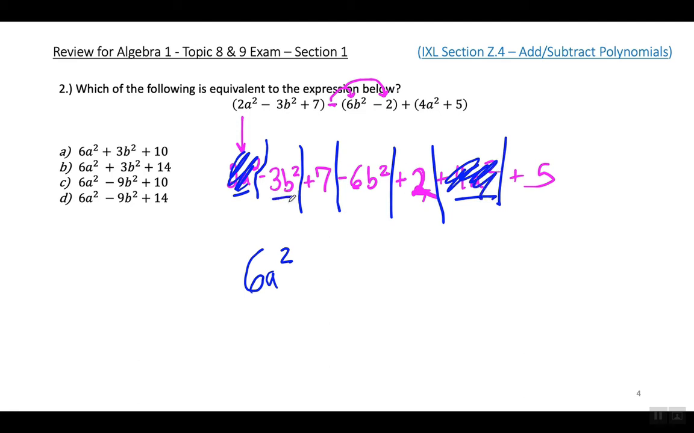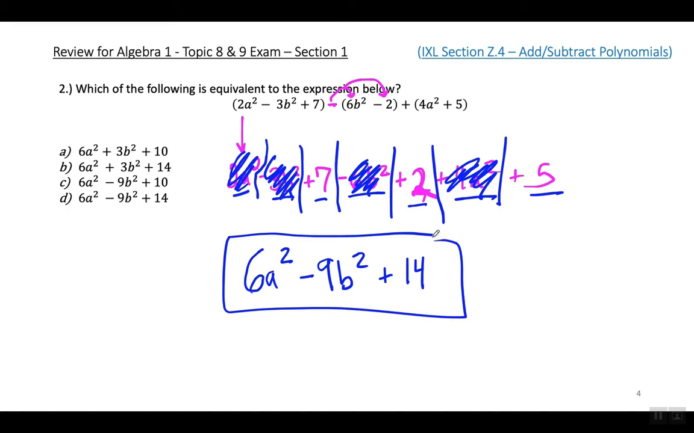All right, -3b squared. I can only combine it with another term that has b squared in the back, which would be that one. -3b squared minus 6b squared is -9b squared. Let me cross those out also. Now the only thing left is to add up these constants, these numbers. 7 plus 2 is 9, 9 plus 5 is 14, and there you have your answer. So the correct answer is letter D.